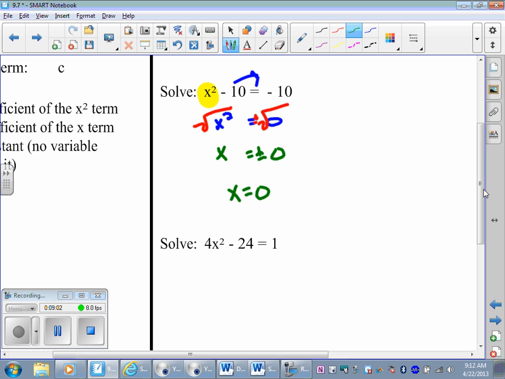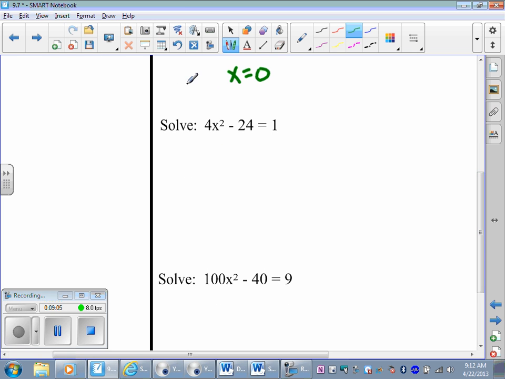Now, this third one. I'm going to solve it here, but if you want to hit pause and try it yourself, that might be a good idea.